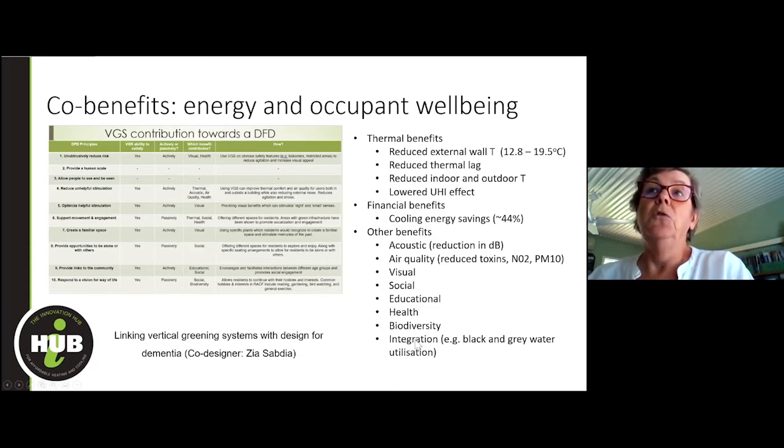Then he was relating those physical benefits of vertical greening systems towards the 10 design principles for designing for dementia, which was one of the key interests of the client. So one of the advantages of this approach was, if we're looking at solutions that can address energy things, can we also have multiple benefits that increase the financial value or the cost value equation for particular solutions.